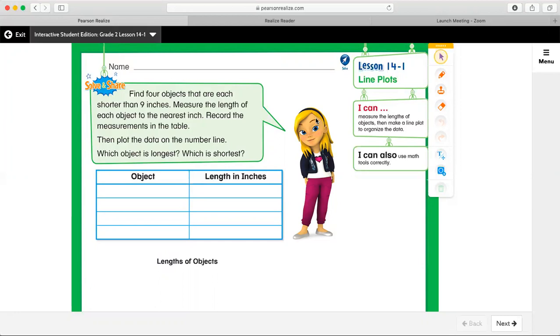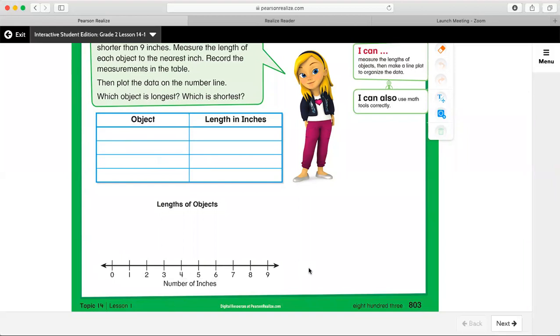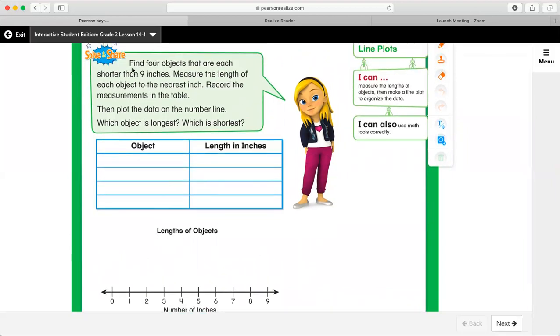So we're going to start with this solve and share first. And at a certain point, I'll have you pause the video, go find some objects, and type them here in the box, or write them if you're using your paper packet. And then we can work together to fill in our line plot here. So it says find 4 objects that are each shorter than 9 inches. Measure the length of each object to the nearest inch. Record the measurements in the table, then plot the data on the number line. And then we need to figure out which object is longest and which is shortest.